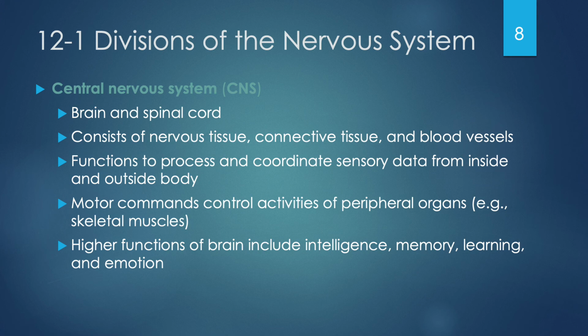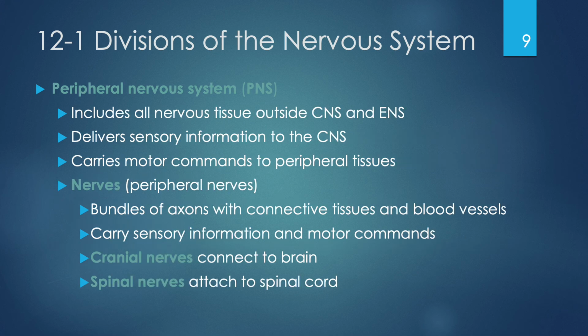This will also control our motor commands, so that way we control all the activities of our peripheral organs, like our skeletal muscles, so that we can run and jump and sit down. And it will also be responsible for controlling higher functions of the brain, which include things like intelligence and memory, learning, and emotion.